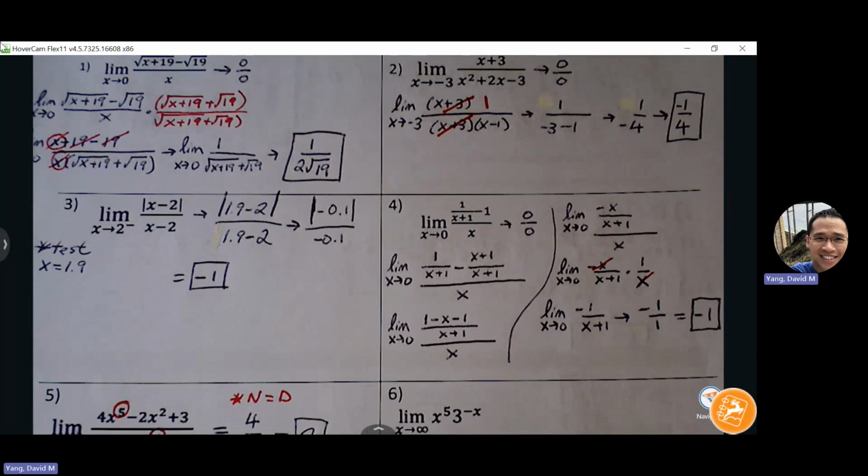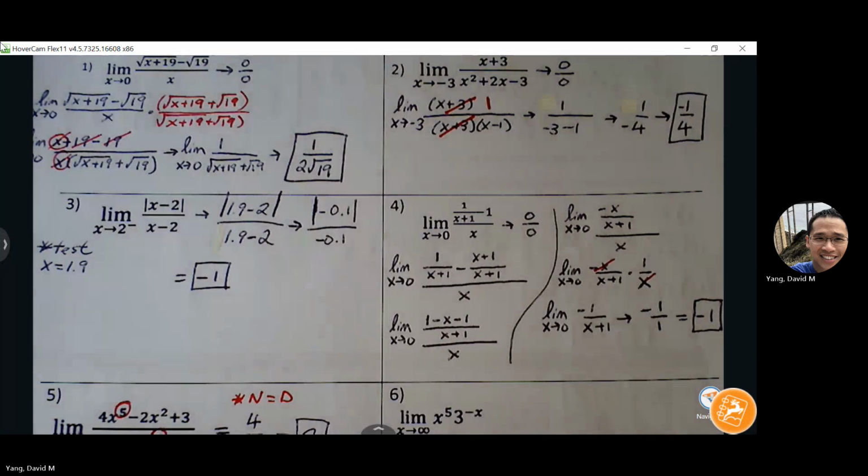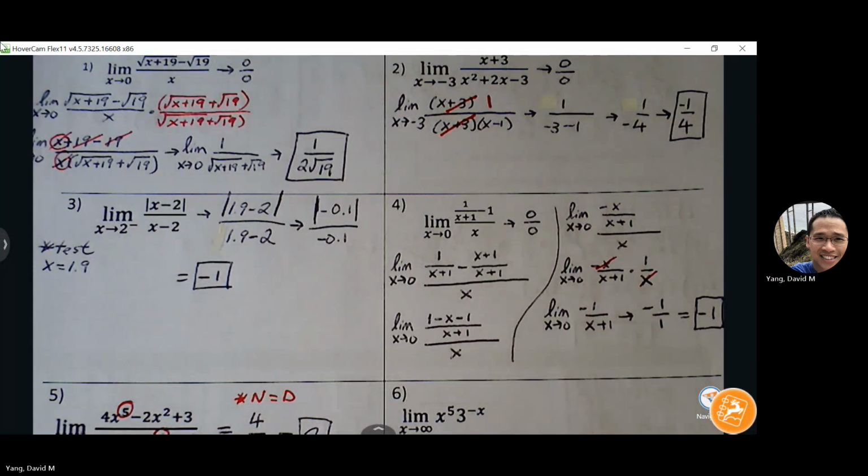Okay, thanks for that correction. Number 3, normally we would want to test 2, but the problem is we do get 0 over 0, but absolute value is a little bit strange. So we could write this out as piecewise functions and sketch the graph and visualize it. Or what I did was I just used 1.9 and convinced myself that at least from the left side of 2, I'm reaching a y value of -1.